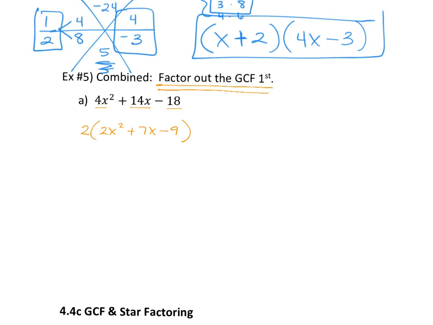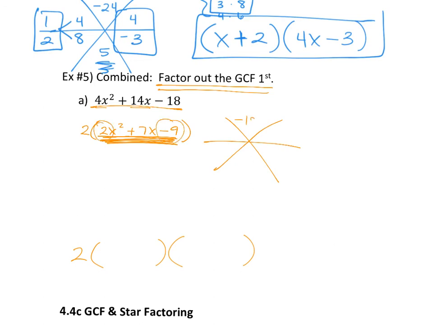So that means my answer is going to be, don't forget that 2 out in front, it's going to look something like this. Okay, so now we set up star method with this portion, not this portion. Okay, factor out the 2, then do your star. So if I do that, I get 2 times negative 9 is a negative 18. And then 7 for my B term. Okay, you're asking yourself the question, what can I multiply to get negative 18 that I can add to get 7?